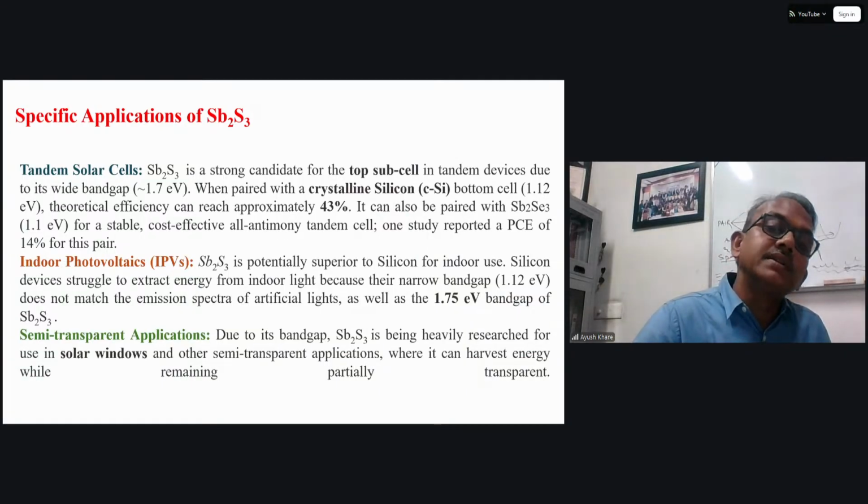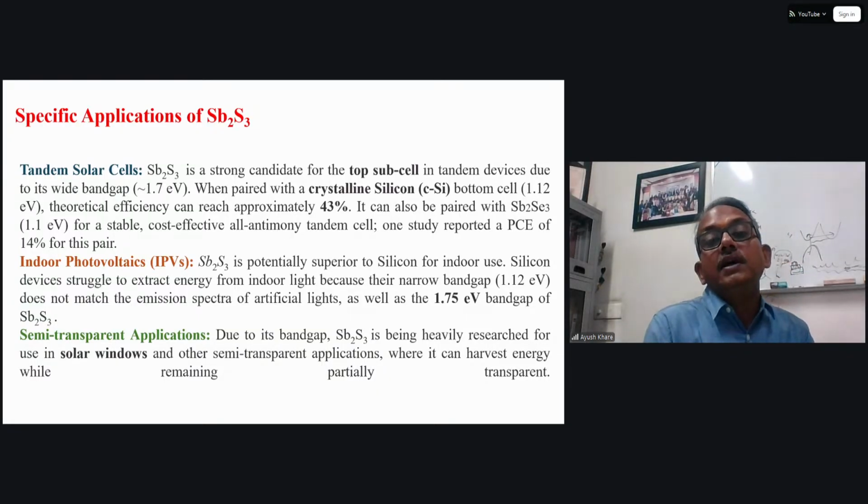Specific applications, if we go for these solar cells: as you know, a single junction solar cell has a certain limit to its efficiency. But if we have a stack, back to back many solar cells, that comes under tandem solar cells, right? In future these Sb2S3 solar cells are going to be a strong candidate for tandem devices as top subcells because of their band gap values. For a single junction Sb2S3 solar cell, the efficiency is limited to 28 point something, but with a tandem structure, you can touch the 43% mark.